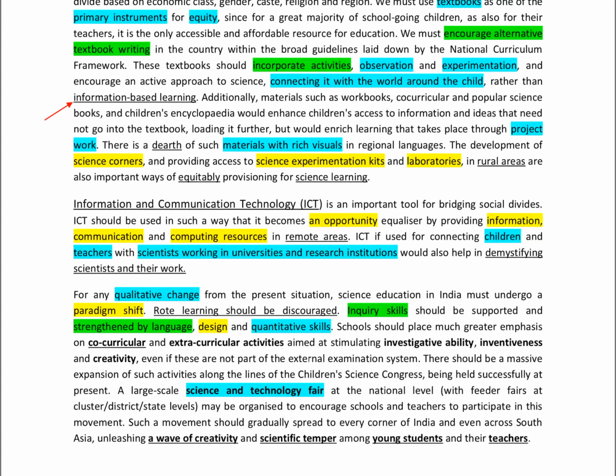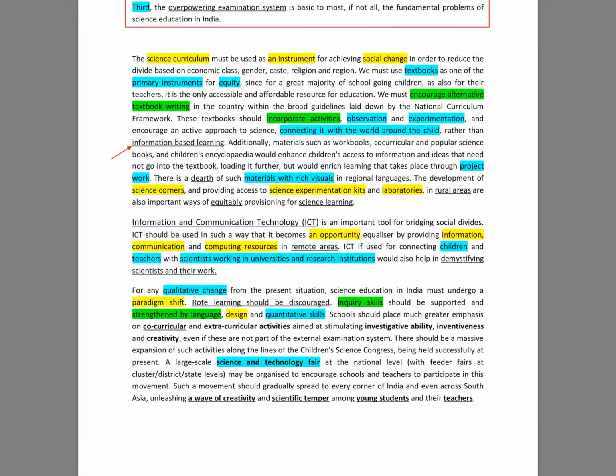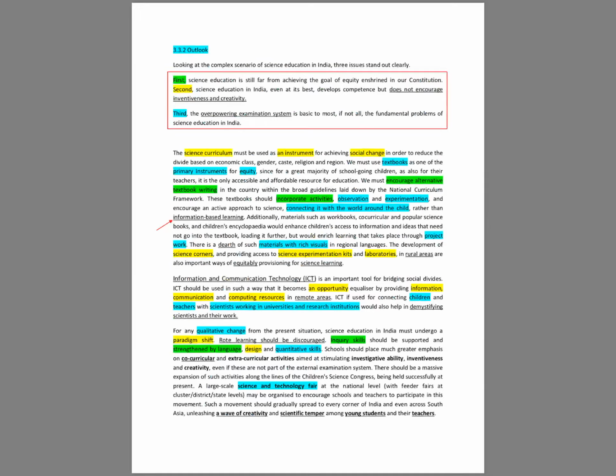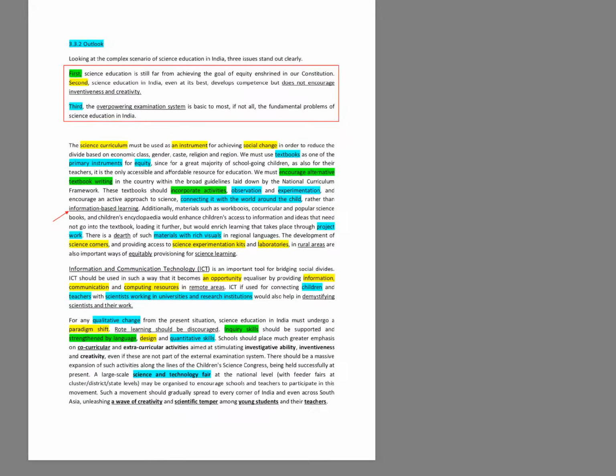And if possible, science and technology fairs and exhibitions can be organized even at the national level, and they are being organized nowadays. And all these activities should give a wave of creativity and must develop a scientific temper among the young students. Not only the young students but even the teachers. So teachers also must have a wave of creativity, a scientific temper along with the students.